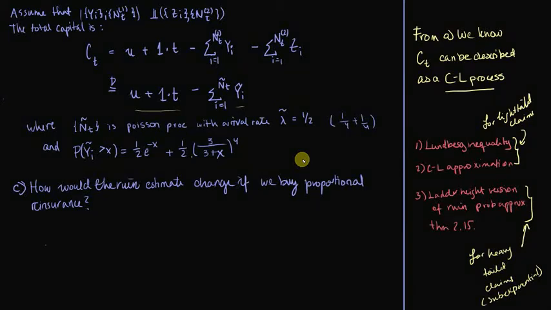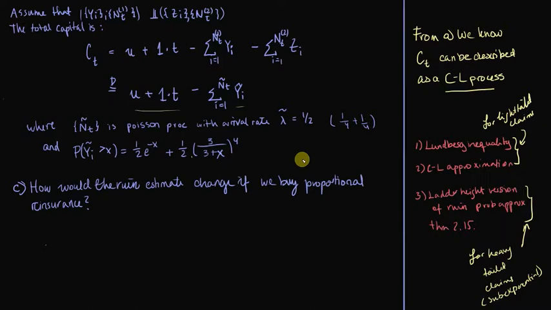In B, we have just found an asymptotic expression for the ruin probability in the case where we have two independent lines of business and one of them is light-tailed while the other is heavy-tailed Pareto. In B, we just had pure insurance, no reinsurance. Now in C, we are asked, how would the ruin estimate change if we buy proportional reinsurance?